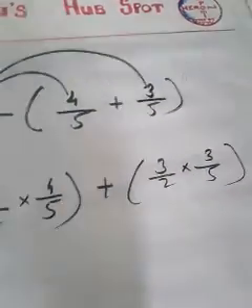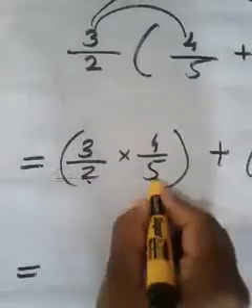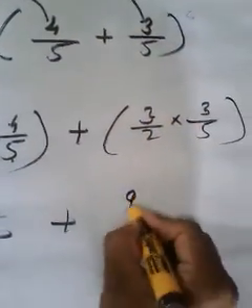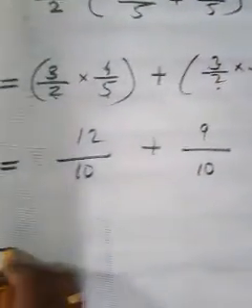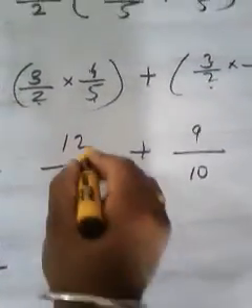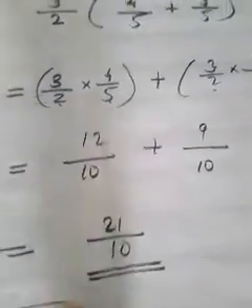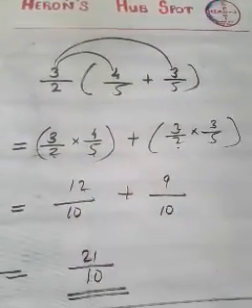You may have understood. Now just see, it becomes 2 into 5 is 10, 3 into 4 is 12, plus 3 into 3 is 9, 2 into 5 is 10. Now just see, both denominators are the same. Just write that, 12 plus 9 is 21. The answer will be 21/10. This is one way of solving by using distributivity.